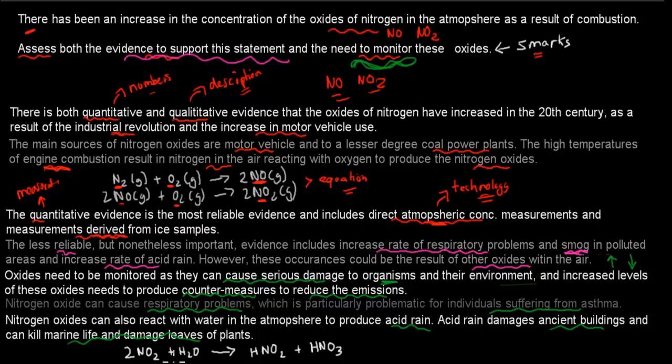And then what I wrote here is just the equation where we have nitrogen dioxide reacting with water to produce nitric and nitrous acid, which are more or less acid rain.